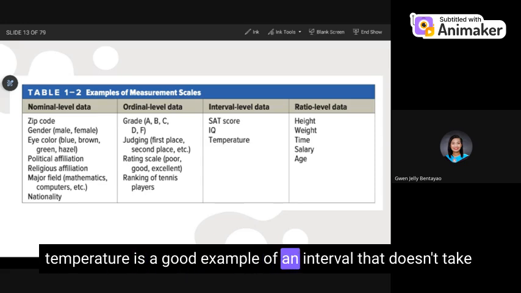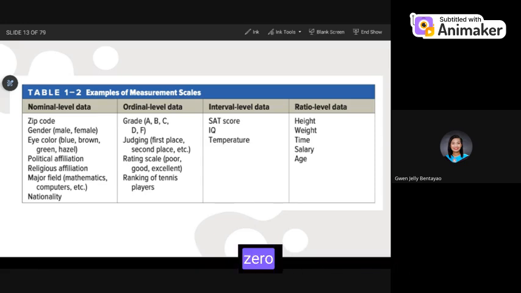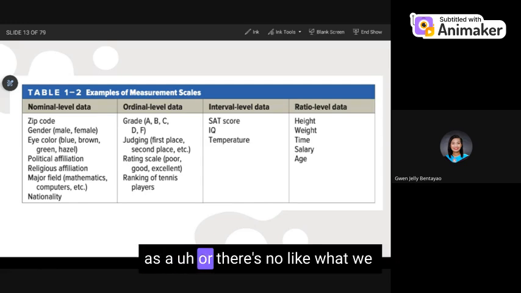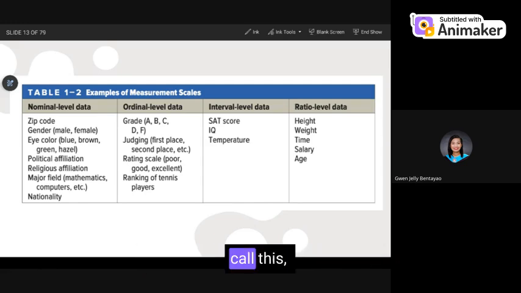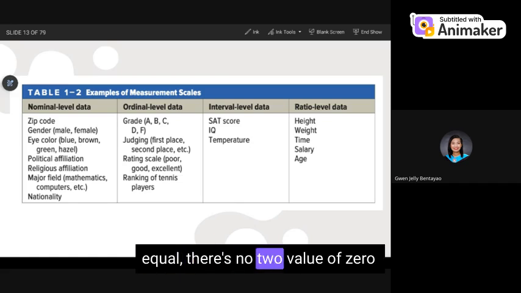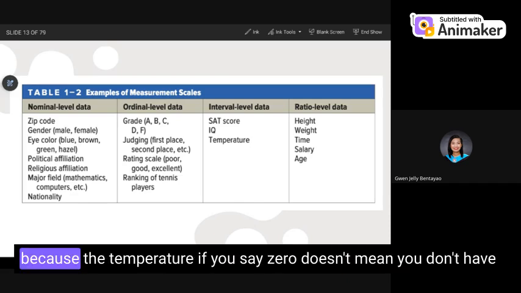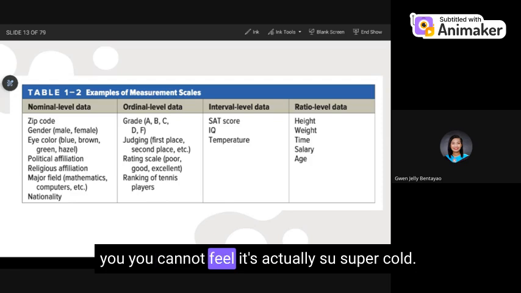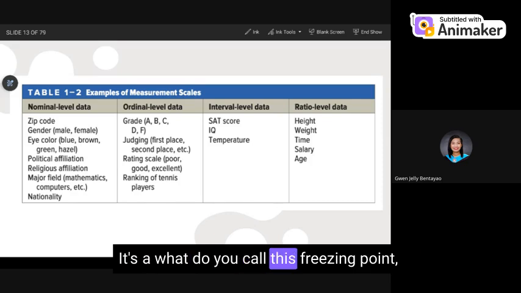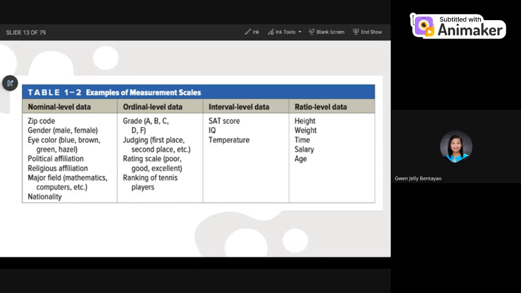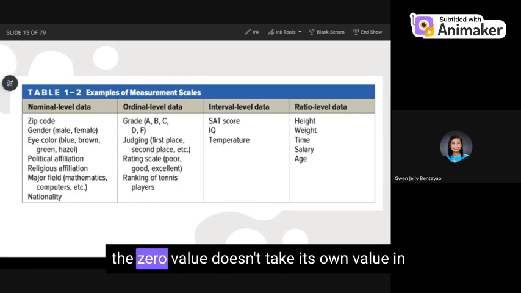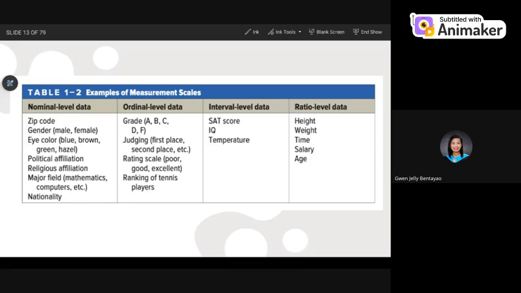Temperature is a good example of interval that doesn't take zero as a true value. There's no true value of zero, because in temperature, if you say zero, it doesn't mean you don't have temperature, that you cannot feel it. It's actually super cold. It's what we call the freezing point, right? So the zero value doesn't take its own value in the interval level.